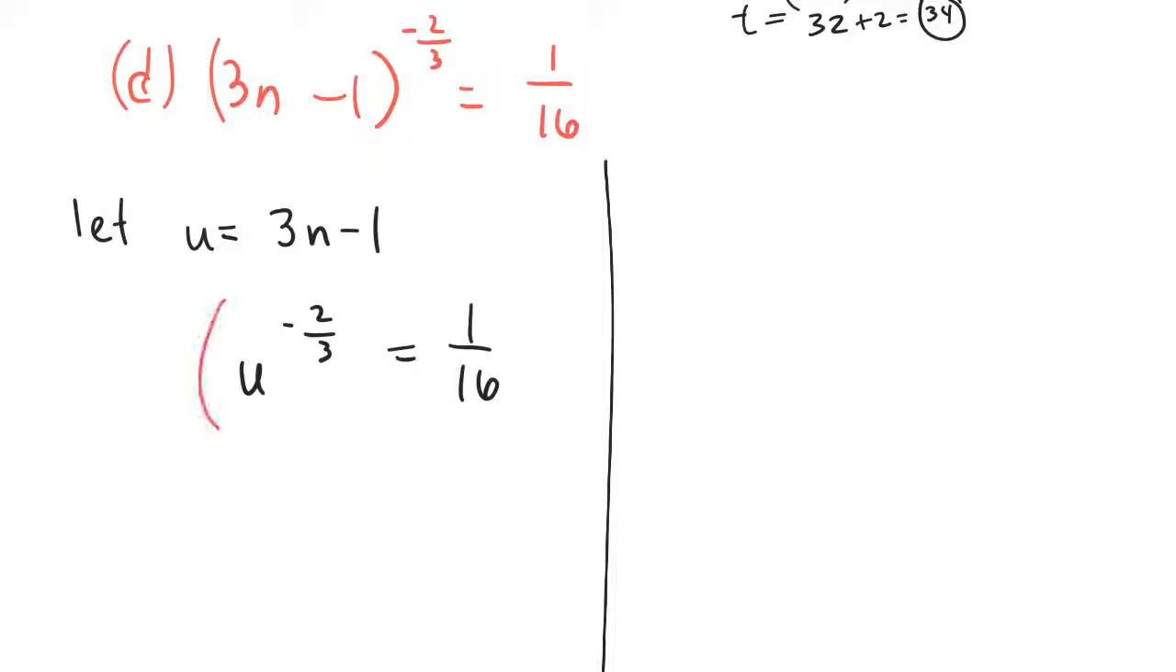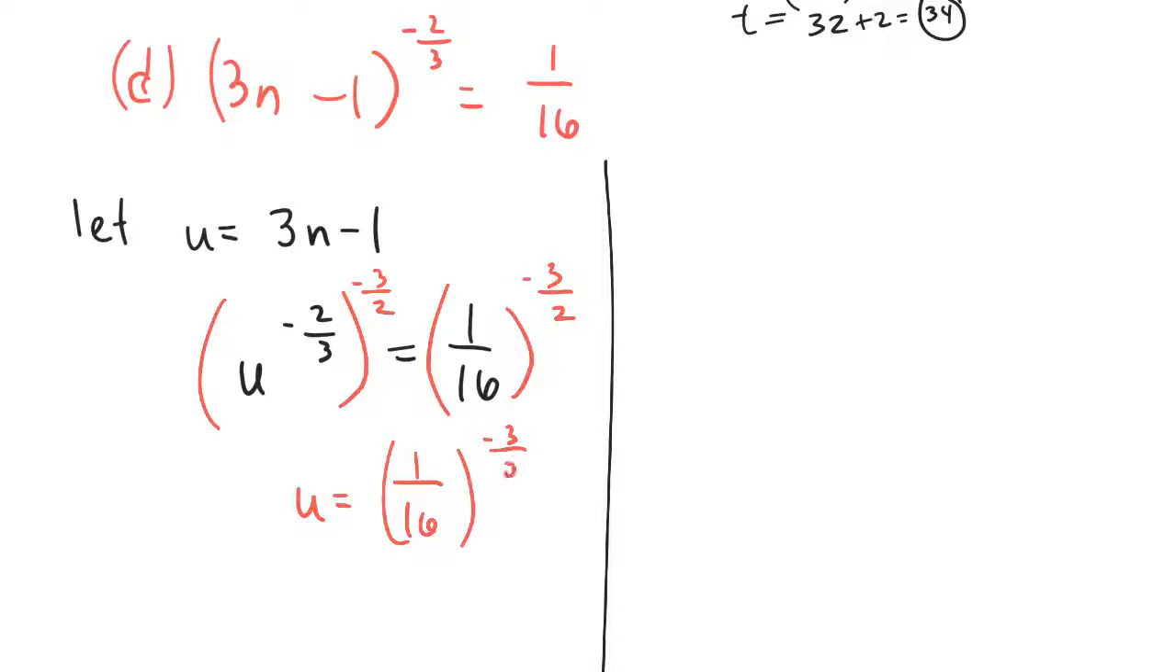So now, this becomes negative 3/2. Negative 3/2. That gives me u equals 1/16 to the negative 3/2. What's the deal there? How do I evaluate this? Because this is a problem that a lot of students run into. How do I evaluate a fraction written to a negative exponent?